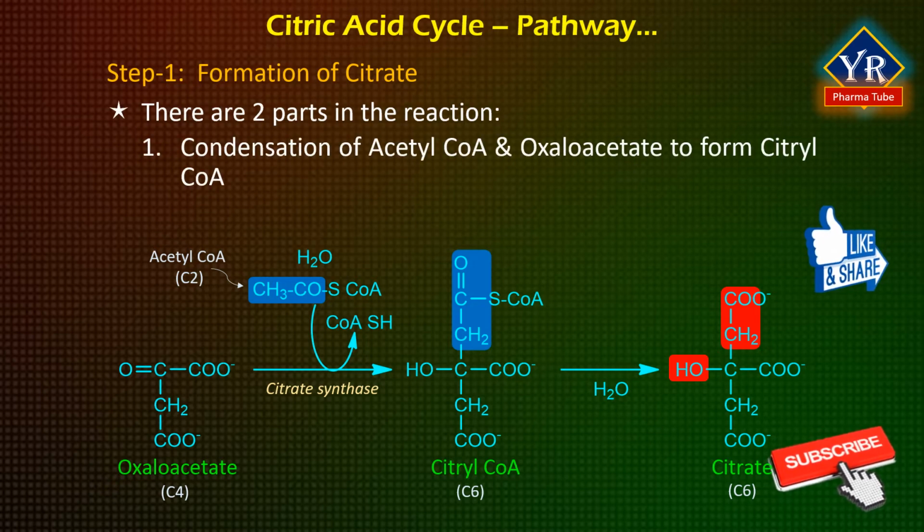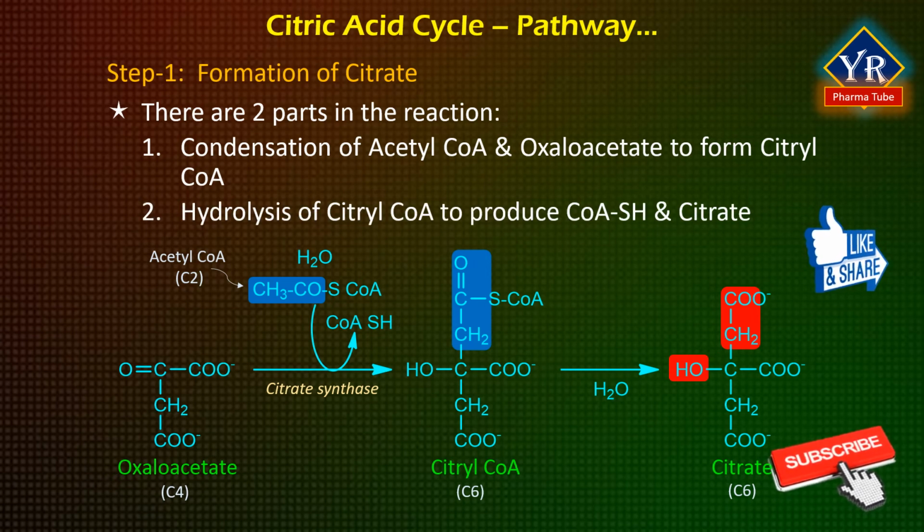Thus, there are 2 parts in this reaction. Number 1, the condensation of acyl CoA and oxaloacetate to form Citryl CoA, a process catalyzed by the enzyme citrate synthase. The formation of Citryl CoA involves the addition of acyl CoA to the carbon-oxygen double bond. And number 2, hydrolysis of the thioester bond in Citryl CoA to produce coenzyme A and citrate, which is also catalyzed by the enzyme citrate synthase. In this reaction, a hydrogen atom of the acetyl methyl group adds to the oxygen atom of the double bond, and the remainder of the acyl CoA adds to the carbon atom of the double bond.